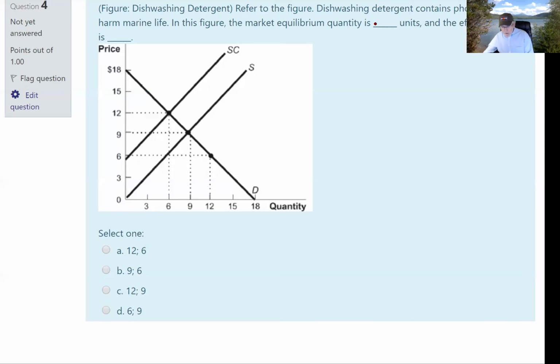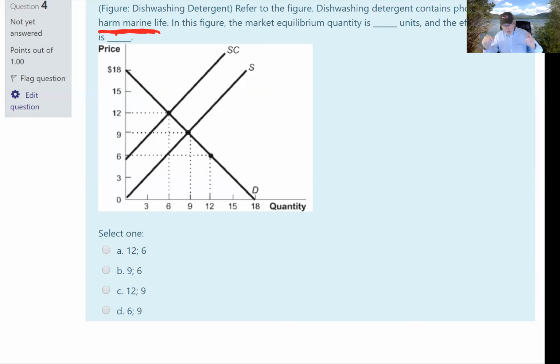Let's see. Dishwashing detergent contains phosphates that harm marine life. In this figure, the market equilibrium quantity is how many units, and the efficient quantity is how many units? Notice the distinction here. This is a really important question. The distinction between the market equilibrium and the efficient quantity.